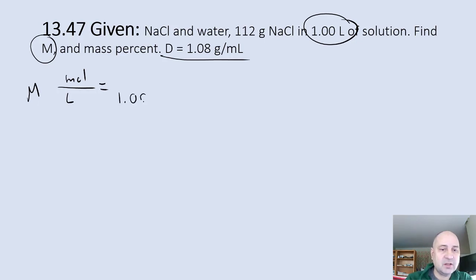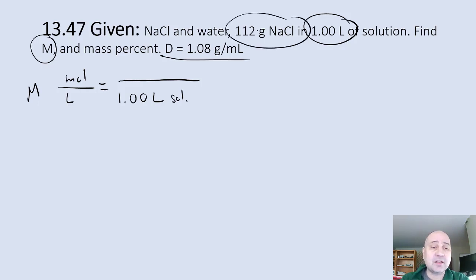1.00 liters of solution. We need to just know the number of moles of sodium chloride then, right? And so that's why the units are so important. You don't just say, oh, here's my solute, I'll just slap 112 grams on top of that. No. It's supposed to be moles per liter, so you can't put grams there. So you have to convert grams to moles. And if you remember 101 grams, you can convert that with the molar mass.